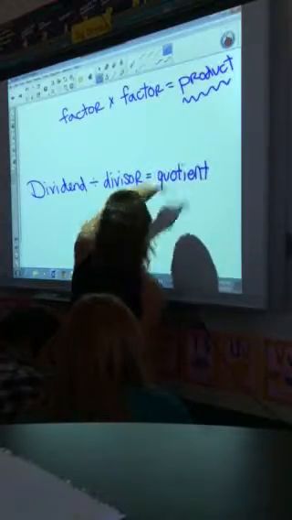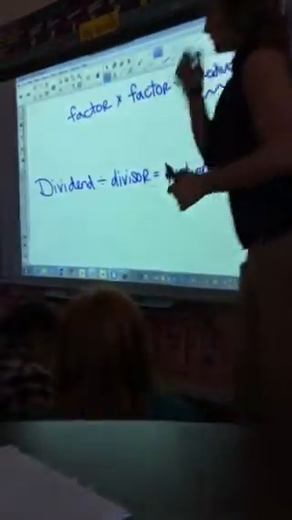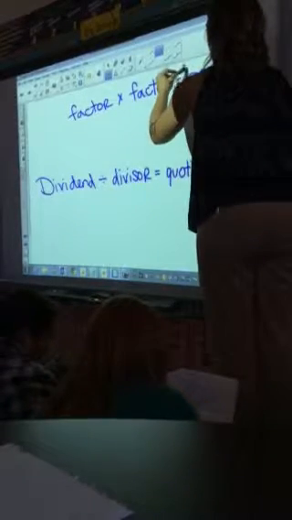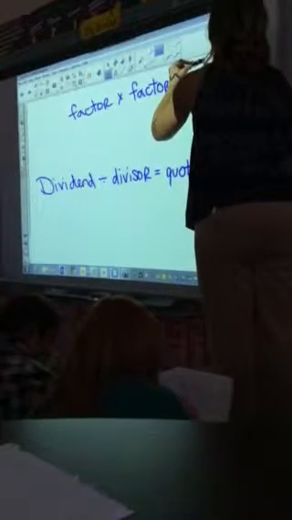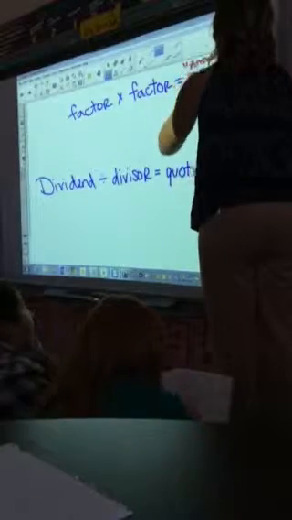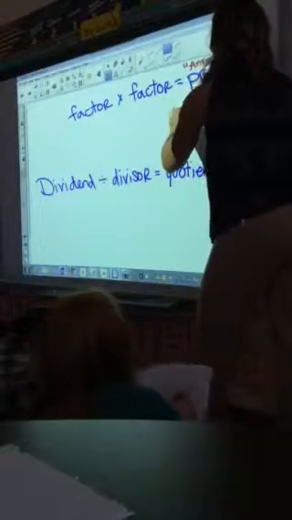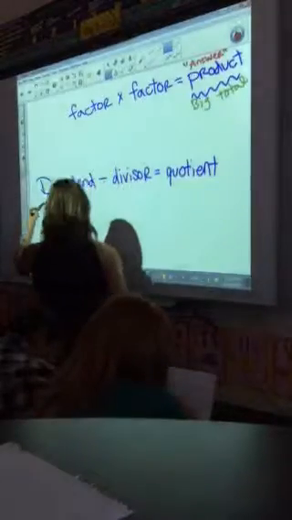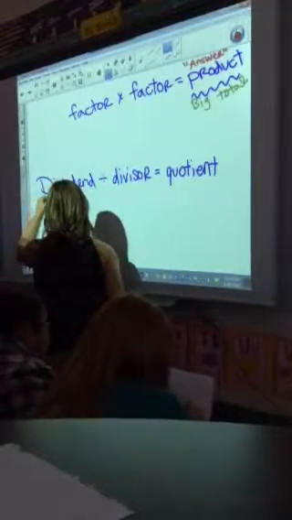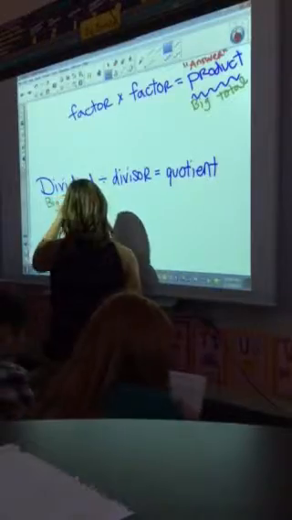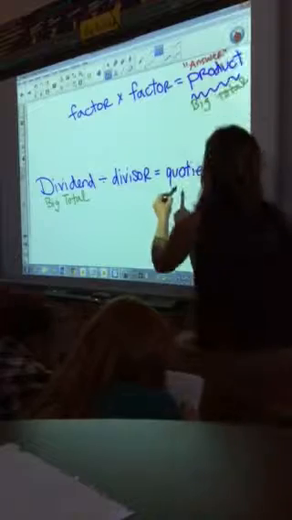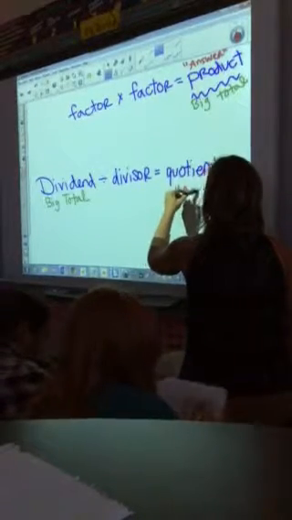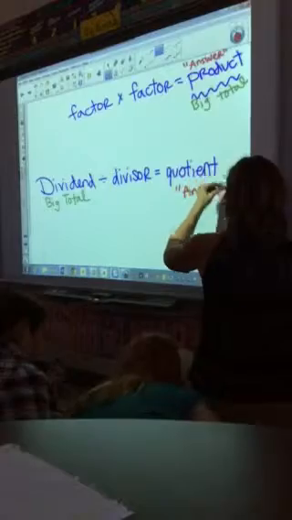Now, I'm labeling this, and you should in your notes, in red, being your answer. Notice, in green, big total. In multiplication, I'm looking for my big total. In division, they give me my big total, and it comes up front. I don't use it in the end. Over here, my answer is known as my quotient.